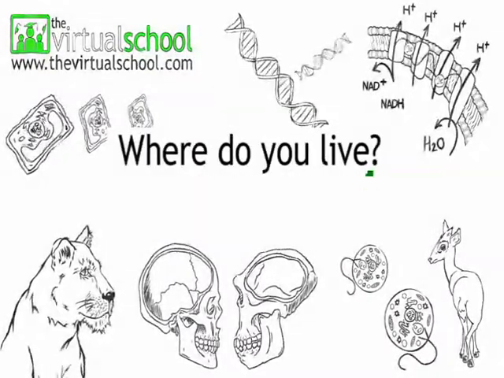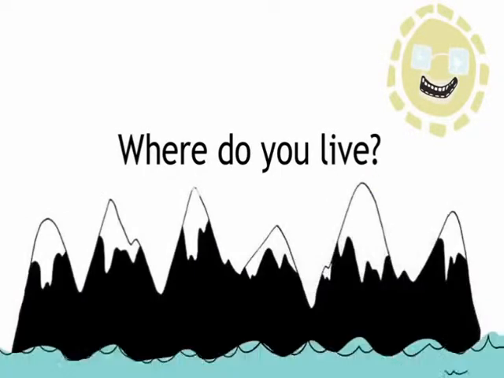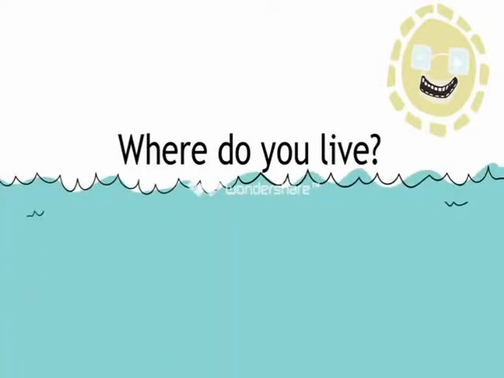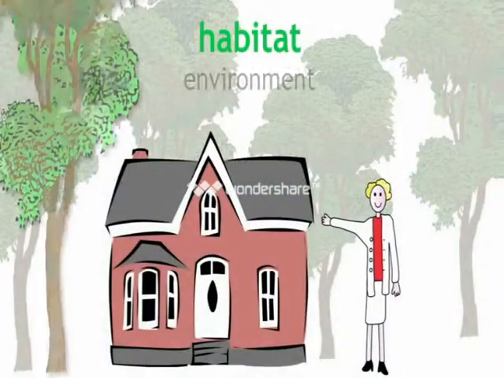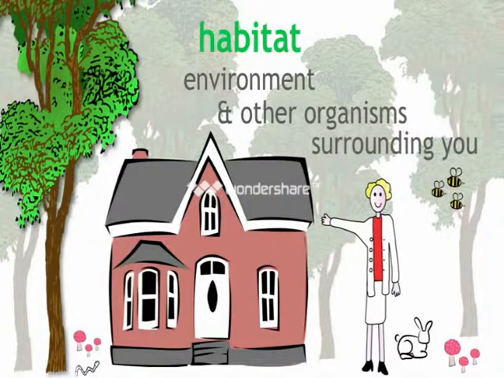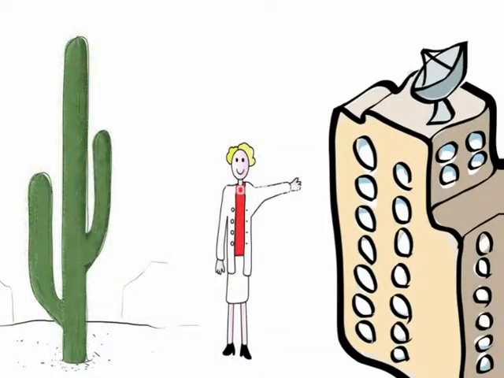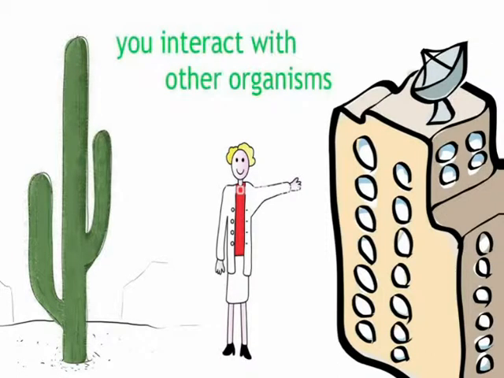Where do you live? On a country farm, in a big city, up in the mountains, or right by the ocean? The place where you live is your habitat, made up of the environment and other organisms or living things that surround you. No matter whether you live in the desert or at the top of a high-rise building in a big city, you interact with other organisms all the time.